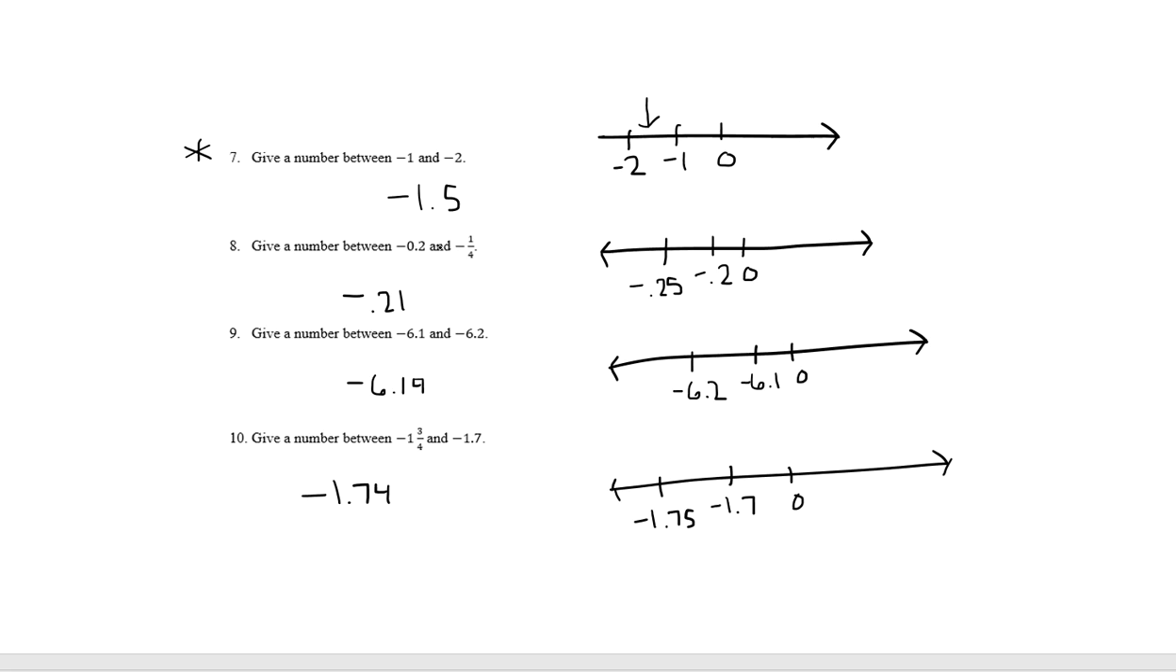Number 8, negative 0.2 and negative 1/4. Well, negative 1/4 as a decimal is negative 0.25. So something in between negative 0.20 and negative 0.25 would be negative 0.21. Number 9, give a number between negative 6.1 and negative 6.2. And I just picked negative 6.19. Like I said earlier, you could have picked something different. And number 10, give a number between negative 1 3/4 and negative 1.7. And I chose negative 1.74.